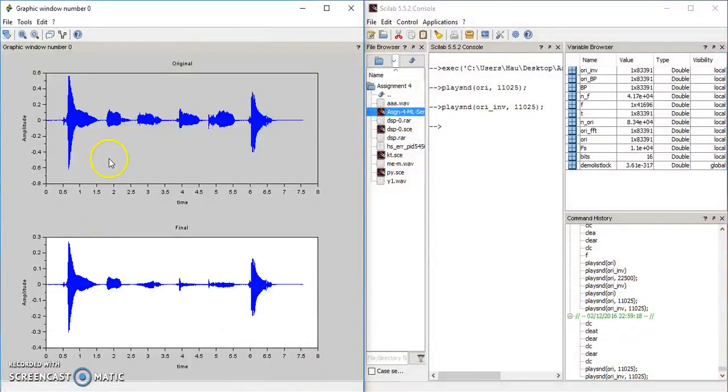Somehow you can see the amplitude. This is the original file, and the amplitude is around plus minus 0.6 here. After filtering, this decreased significantly, so the sound volume may not sound as loud as before.